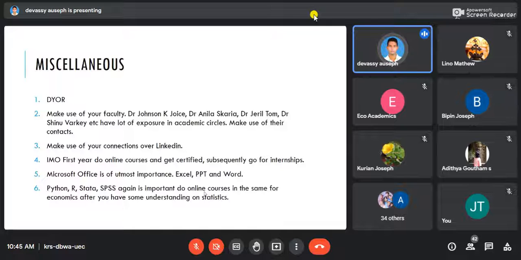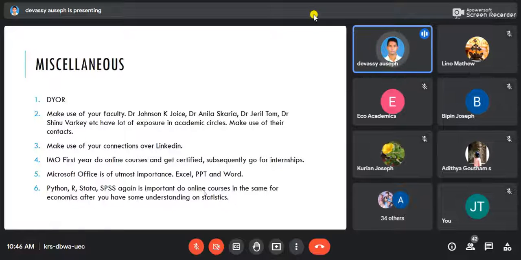Second thing is make use of your faculty. Professor Johnson K. Joyce, Dr. Anilas Karia, Dr. Cheryl Tom, Dr. Srinivarti. All of them have a lot of exposure in their academic circles. So if you want to do a research internship, make use of their contacts. Similarly, if you don't have a LinkedIn profile, make a LinkedIn profile as soon as possible, and try connecting to people over LinkedIn.